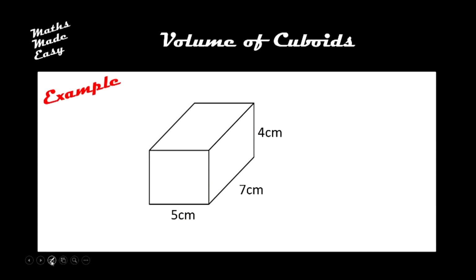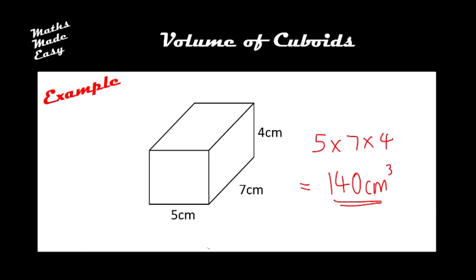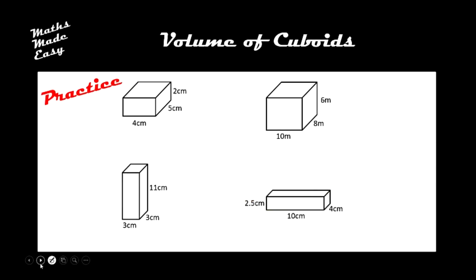Let's look at a second example. So for this one here we've got 5 multiplied by 7 multiplied by 4. We multiply all of those together, we get 140 centimeters cubed. So we multiplied the length, the width, and then the height. And don't forget the unit, so it's centimeters cubed or possibly meters cubed if the lengths are in meters.